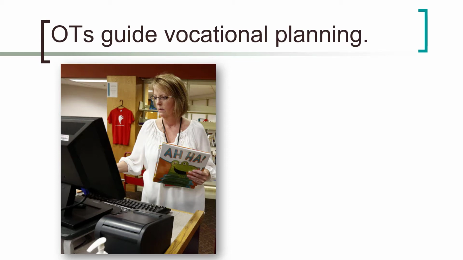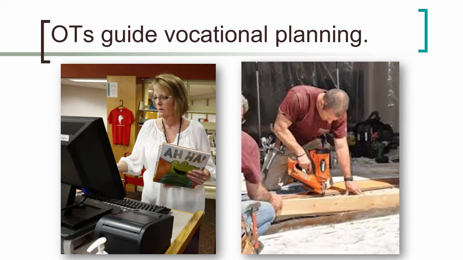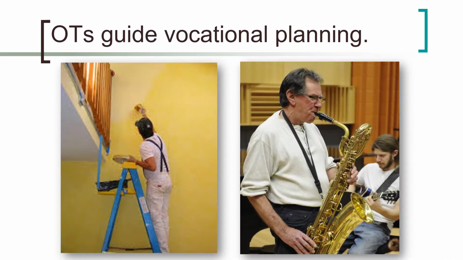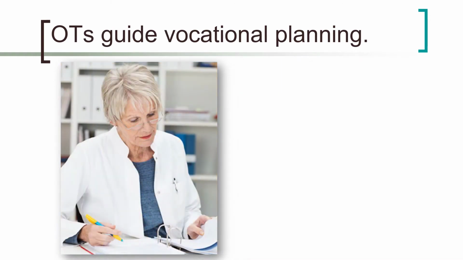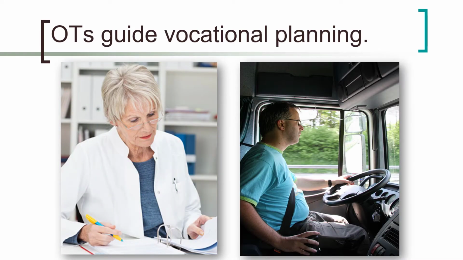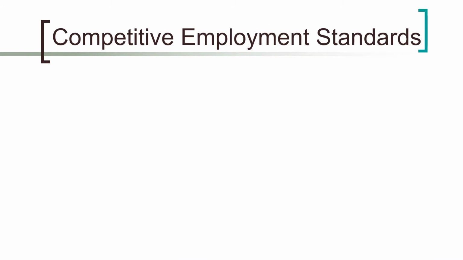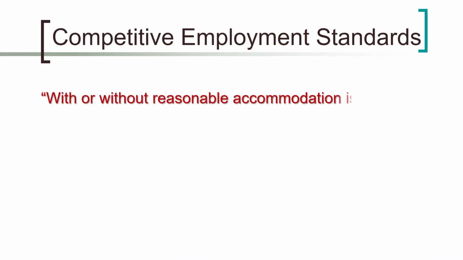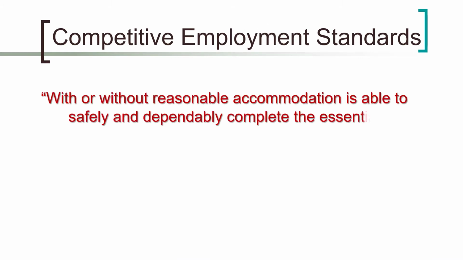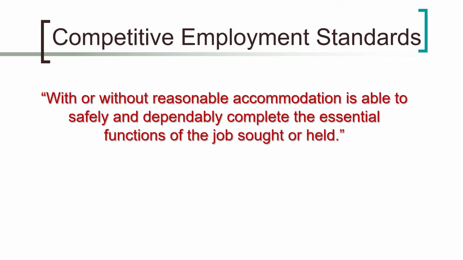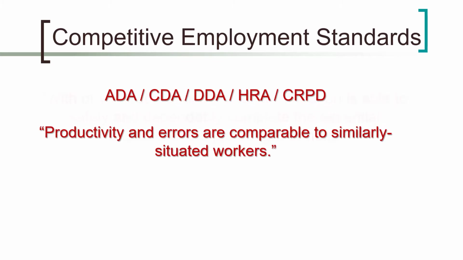The Employability Rating Scale is what employers use whether you're a retail salesperson, a construction carpenter or a painter, a studio musician, a physician, or a truck driver. And this standard is that with or without reasonable accommodation, the worker is able to safely and dependably complete the essential functions of the job sought or held. We now have a new standard that we add to that. Productivity and errors are comparable to similarly situated workers.